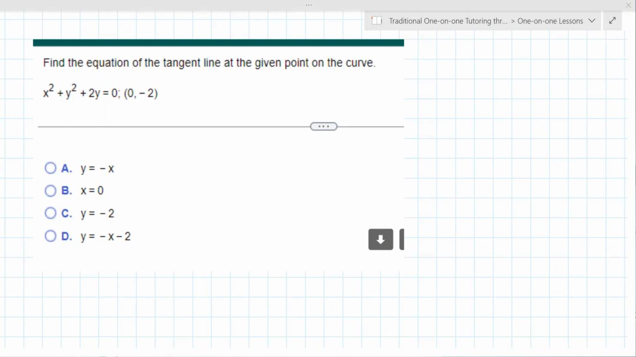So I'll snip in the picture after I'm all done here with 2y equals 0. All right, and then we're going to graph y equals minus x, y equals 0, y equals minus 2, and y equals minus x minus 2. And we want the one that's tangent at that point right there. All right, let me snip this in.